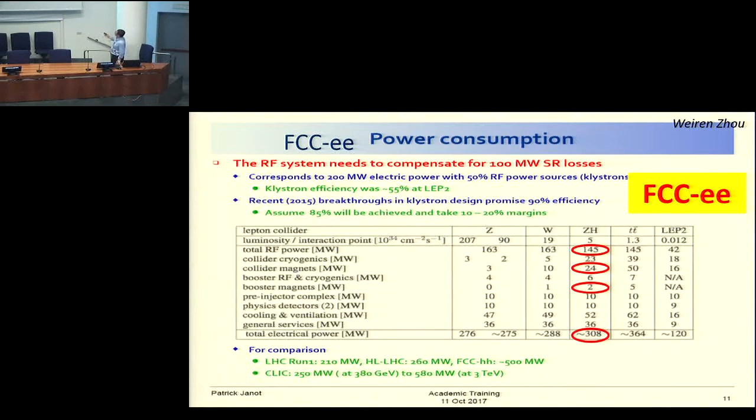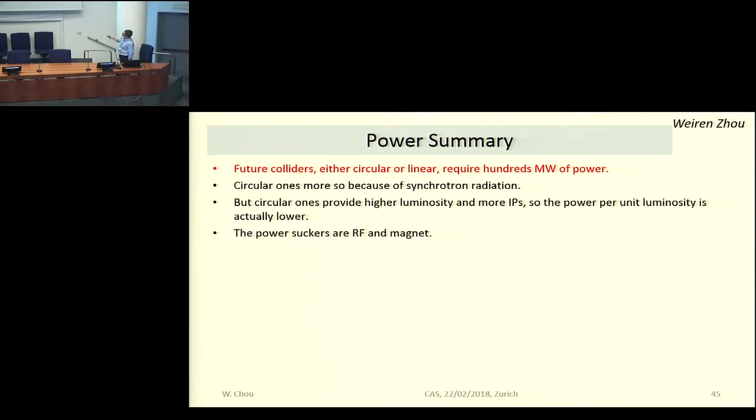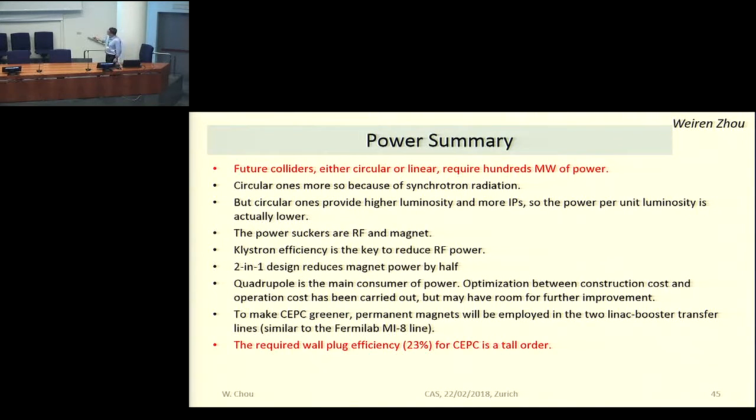So this one is the FCC power consumption, about 308 megawatt. The future colliders, either circular or linear, require 100 megawatt power. The required wall plug efficiency is 23% for the CEPC. And for innovative thinking and ideas, this is very high. So how to decrease this power consumption is very important.